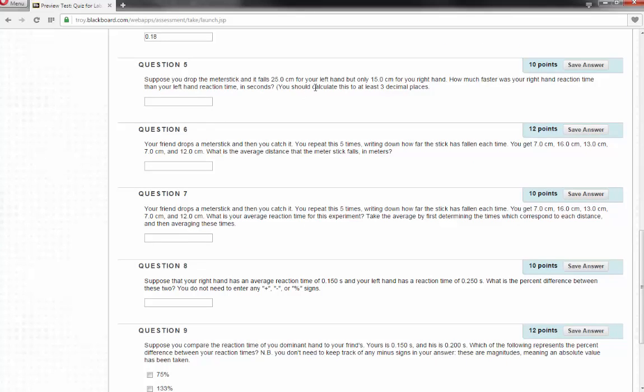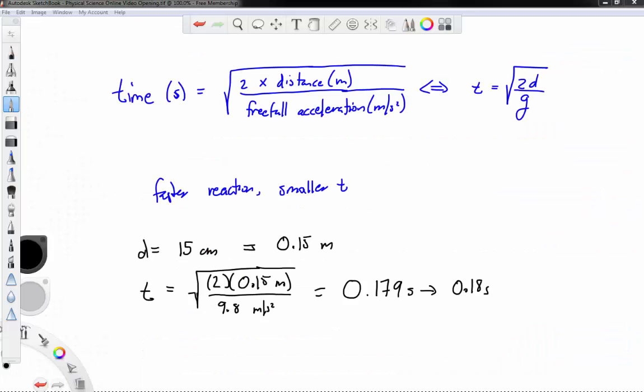Suppose you drop the meter stick and it falls 25 centimeters for your left and only 15 for your right. How much faster is your right-hand reaction time than your left-hand reaction time? And then it says you should calculate this to at least 3 decimal places. The reason for that, by the way, is that if you don't take it to at least 3, then you might not get a very significant reaction time for both of these. Certainly not a very significant difference.